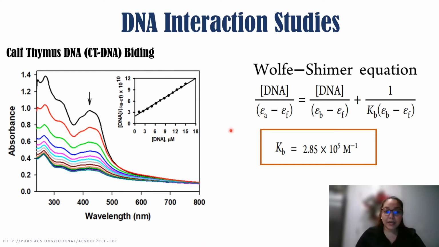So this study proves that complex 1 binds intercalatively to DNA. Also, through the Wolfe-Shimer equation right here, they plot this straight line and they find the binding constant for complex 1, being this one right here. As we can see, it's a high number to the 5, showing that the complex has a high binding interaction to the DNA.